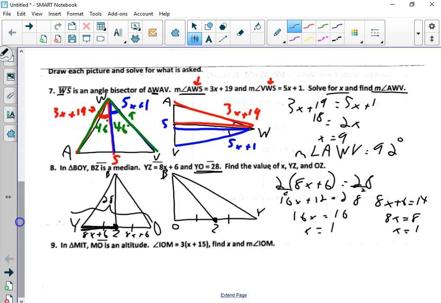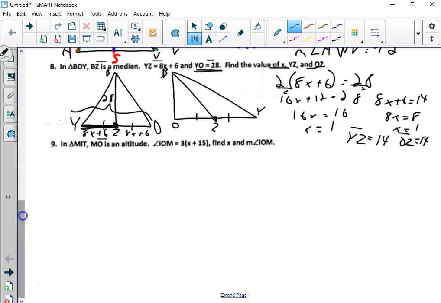Now, we're supposed to find x. We have that. YZ, so we're going to plug 1 in to 8x plus 6. So, kind of cramp for space here. YZ is 1 times 8 plus 6, 14. And then it says find OZ. Well, that's the other side. So YZ and OZ are both 14. Okay, moving on.